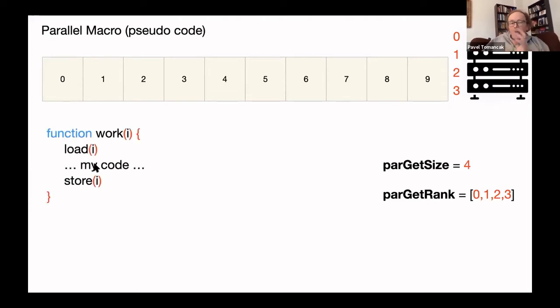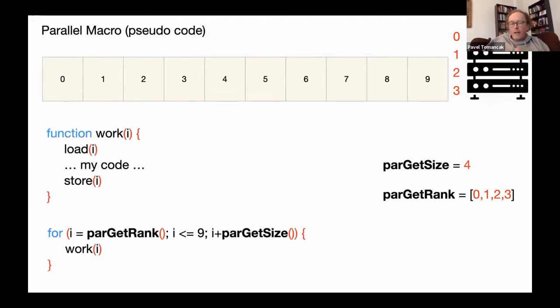Okay, so we will have the same function to do the work. And now the only thing we will change in our pseudo code program is what is inside the loop, right? We start with the number which the node gives us, and we increment the loop by the size of our cluster. So what does it mean, right?